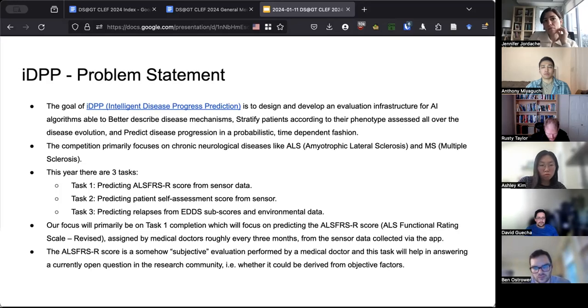So one of the tasks for this challenge is to use the given sensor data and try to see if we can predict the ALS FRS score. The sensor data consists of three main items. One is the sensory data coming from your mouth, like talking, swallowing, like bulbar functions. Another one is your fine and gross motor skills, like walking, chopping, hygiene, combing your hair, and stuff like that.